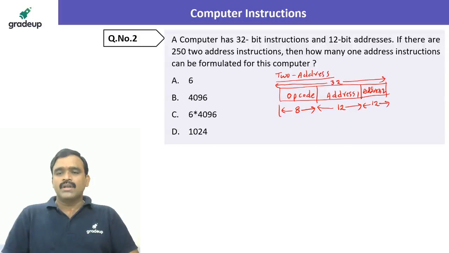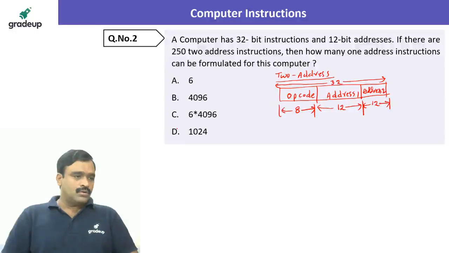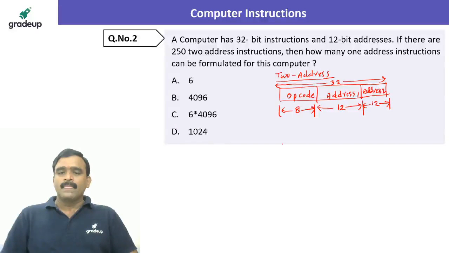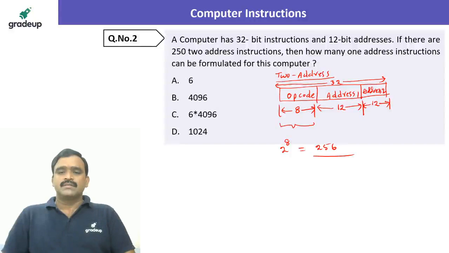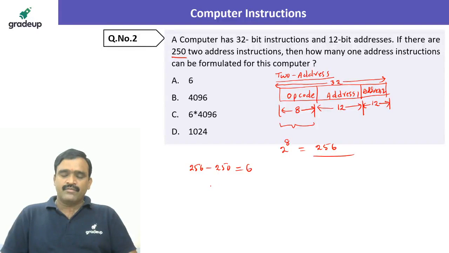In a computer, we have one-address instructions and two-address instructions, whatever it is. But no two instructions should have the same code. Different instructions must have different codes. So if I use only two-address instructions using an 8-bit opcode, 2 power 8 operations I can perform. That means 256 instructions are possible. If you have used all 256 instructions for two-address, then one-address will be 0 because there is no code left over. But he has used only 250 instructions. That means 250 combinations are used out of 256. So 256 minus 250, there are 6 combinations left over.